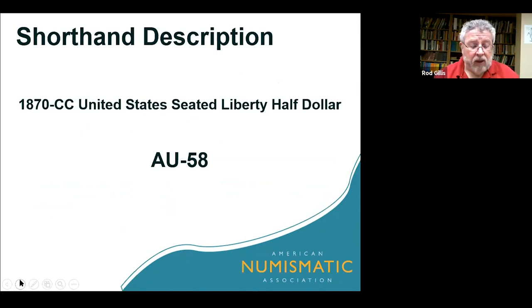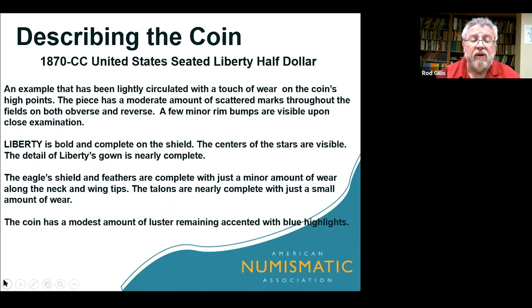Well, if I were describing the coin, you might say something like this. An example that has been lightly circulated with a touch of wear on the coin's high points. The piece has a moderate amount of scattered marks throughout the fields on both obverse and reverse. A few minor rim bumps are visible upon close examination.